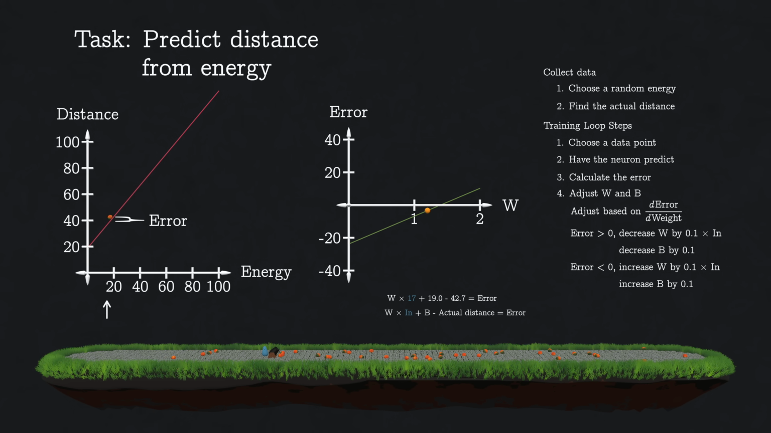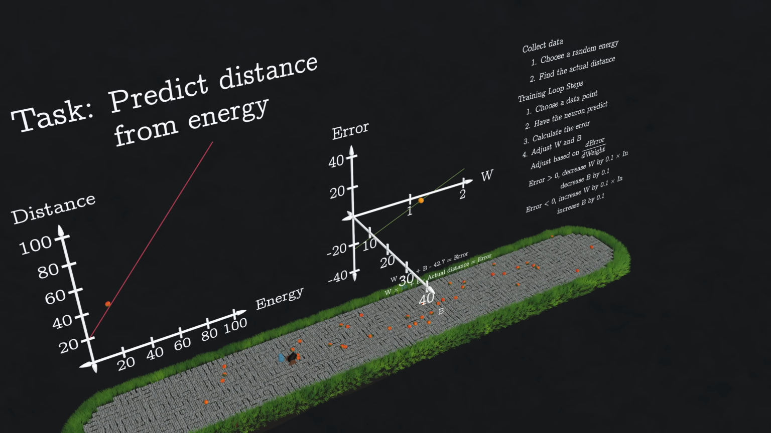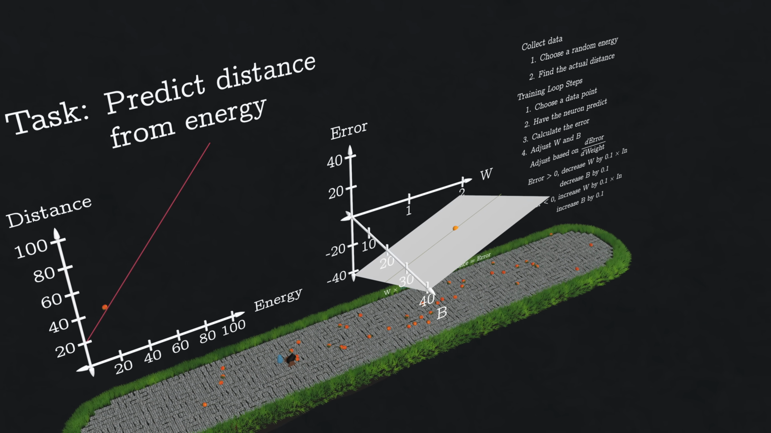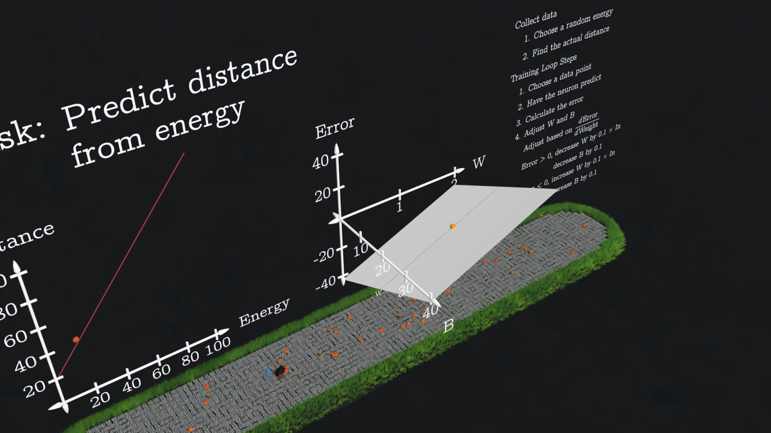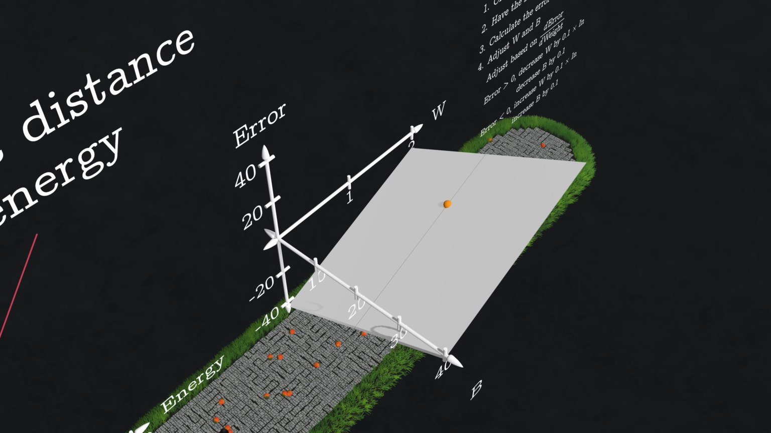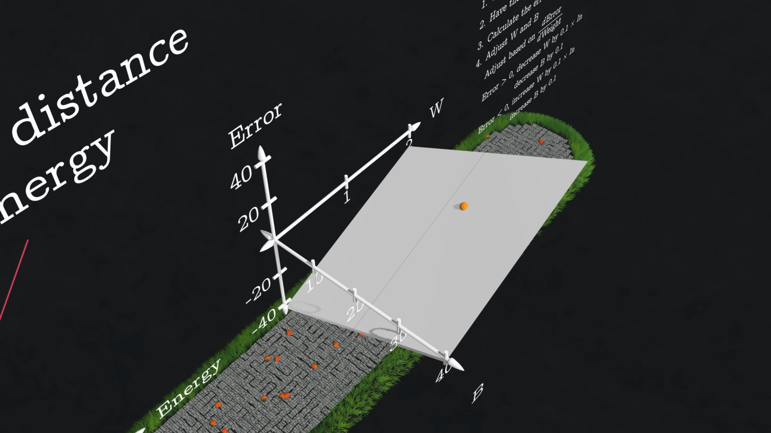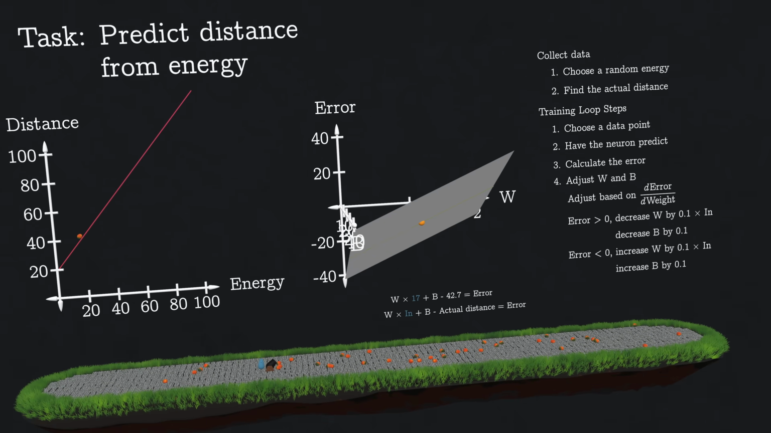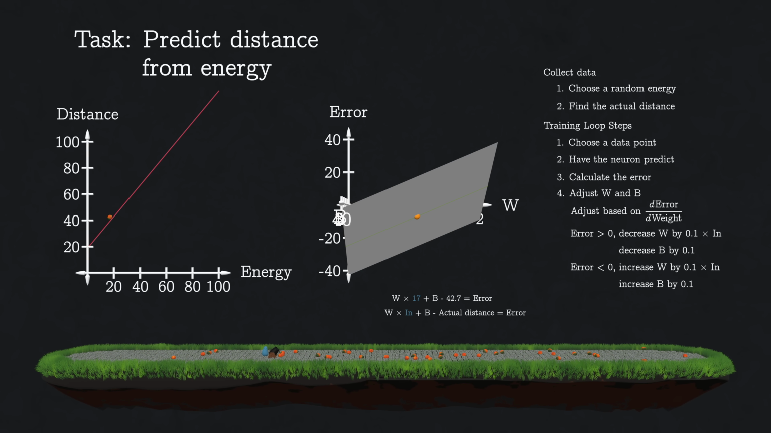So that's looking at the weight, but the error is also a function of the bias. And we can also graph that. And now instead of a line, it's a plane. And we can think of this as the error landscape. As we adjust the weight and the bias, we're moving to different points on this landscape, trying to find an error as close to 0 as we can get. And this plane sort of has two slopes, one with respect to the weight, which we just looked at, and one with respect to the bias.